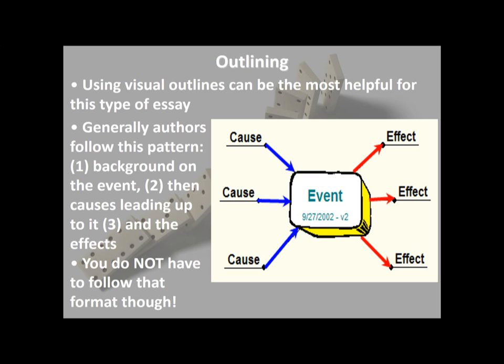Another thing that students trip up on a little bit is they think that each cause has to have a particular effect, and that's not true. Your causes and your effects don't necessarily need to be linked. So if you look in the upper left corner, that cause with the blue arrow, notice it's pointing to the word event. It's not pointing to the word effect. So a particular cause does not have to create a particular effect.